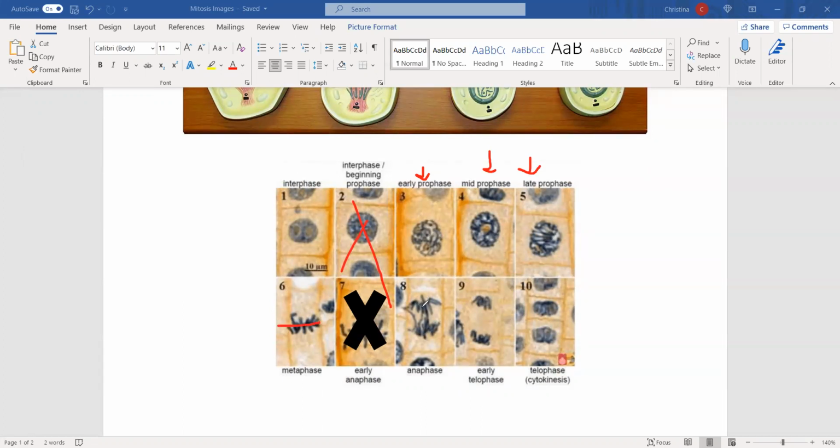Then number 8 is going to be anaphase, because remember, you're seeing those little spiky sister chromatids pointing at each other. So these are pointing down and these are pointing up. So that would be anaphase. Then in early telophase, this set of sister chromatids has moved to one pole of the cell, and these sister chromatids have moved to the opposite pole of the cell. Then here you can see the cleavage furrow has now completely segregated or separated the cytoplasm. So that would be telophase with cytokinesis.